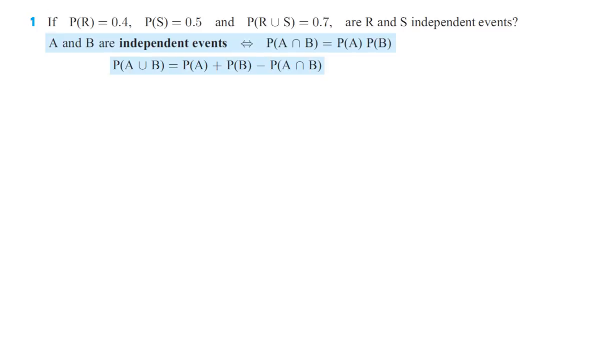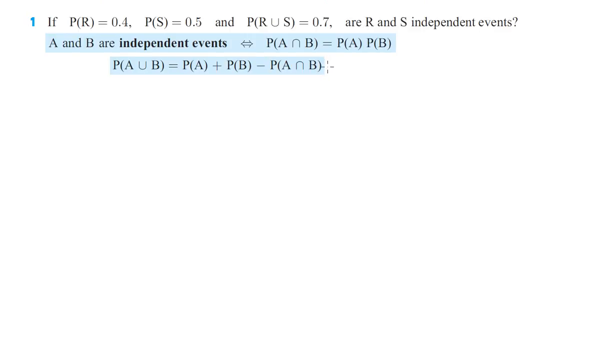I'm going to take you through the 14L assignment. Okay, so let's start with number 1. If the probability of R equals 0.4, the probability of S is 0.5, and the probability of R union S is 0.7, are R and S independent events?